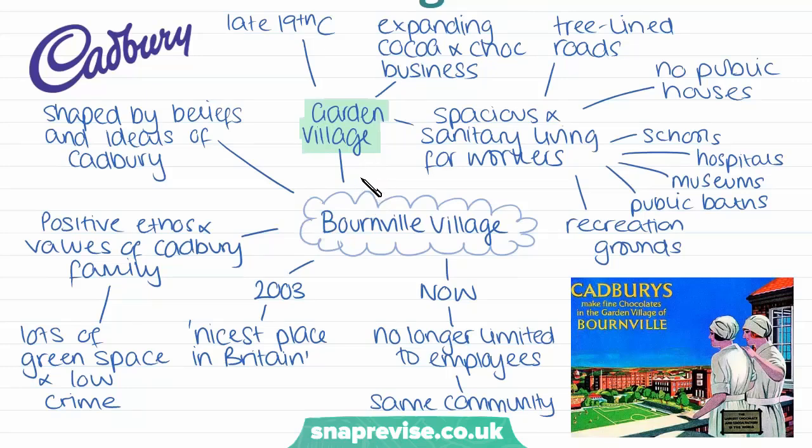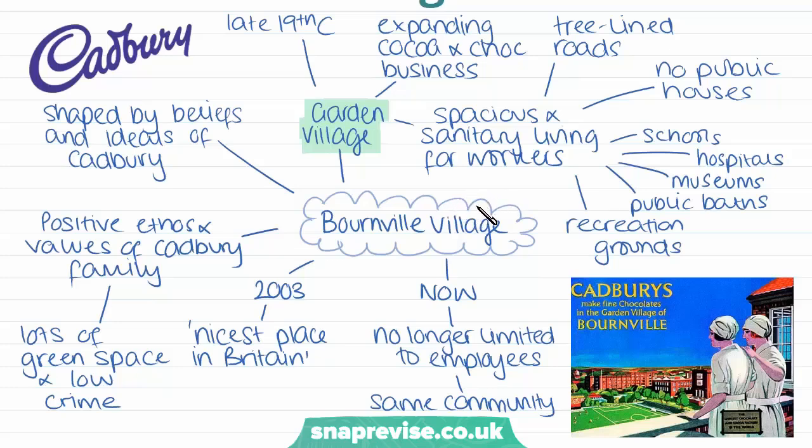And in order to build new premises for their expanding cocoa and chocolate business, they built the Bournville village essentially for their workers to live there. The area provided ample space for the construction of things like tree-lined roads, housing with front and back gardens to ensure spacious and sanitary living conditions for the workers in the Cadbury factory. Also, there were no public houses, so the garden village was only for the workers of the Cadbury factory.